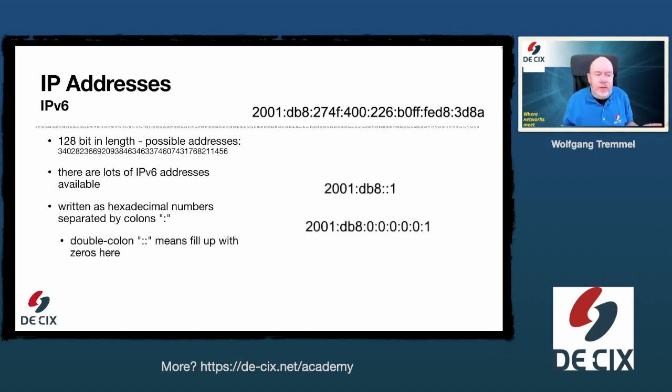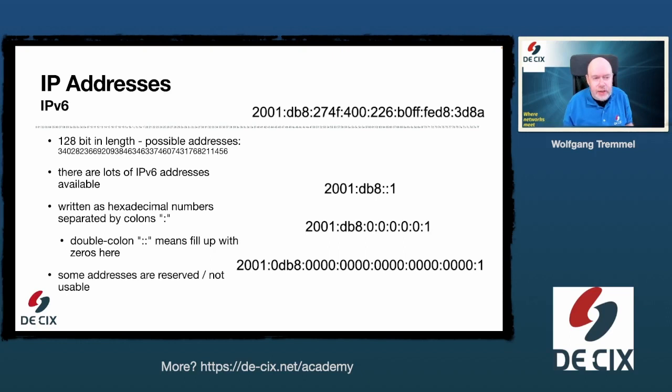All these writings here mean the same. So a double colon means fill up with zeros. So all these 3 addresses here on the right-hand side, it's the same address actually. The double colons means filling up with 0. Also in IPv6, like in v4, some addresses are reserved and not usable.